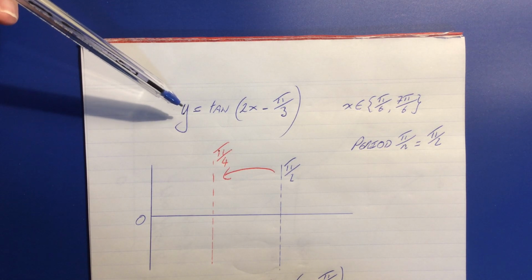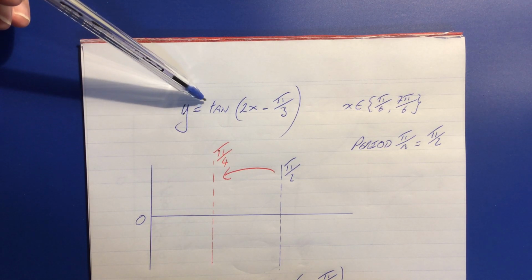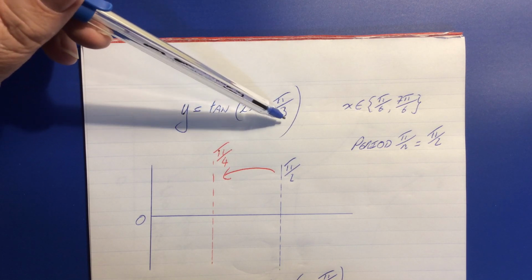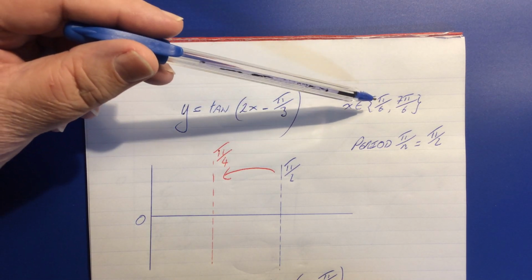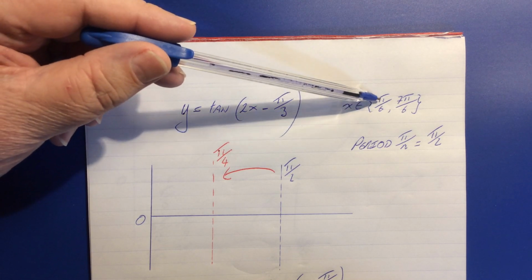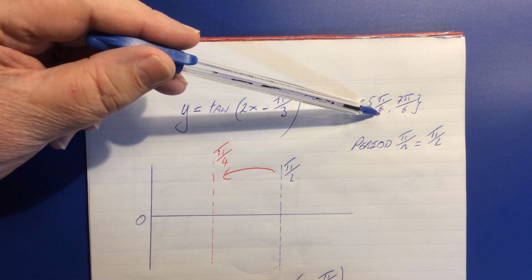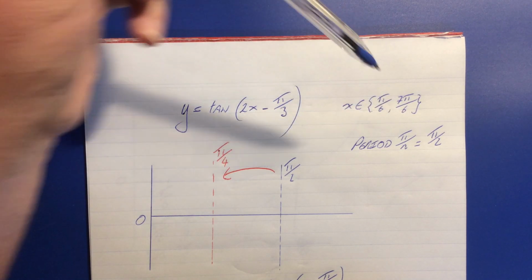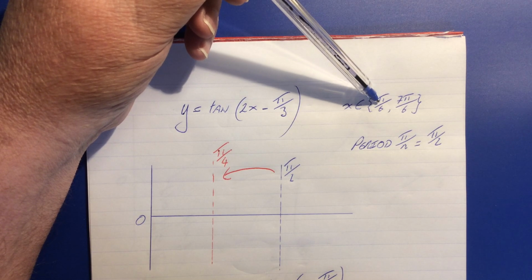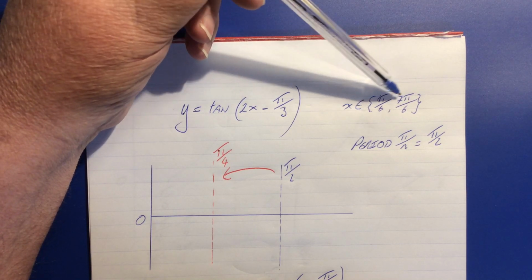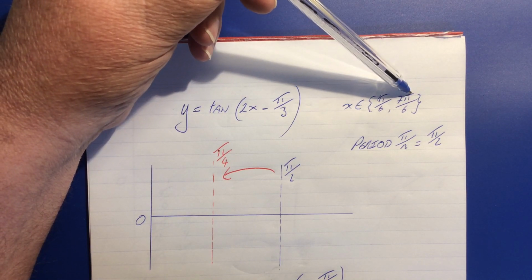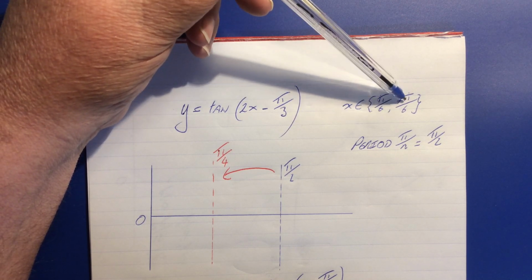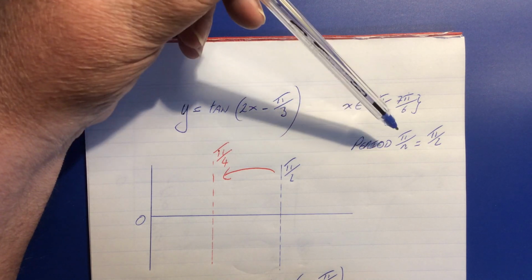And today we're going to look at how we graph y equals tan(2x minus pi on 3). The domain of x I've set as pi on 6 to 7 pi on 6. Now this is effectively a distance of 1 pi. Pi on 6 plus 6 pi on 6 gives us 7 pi on 6.